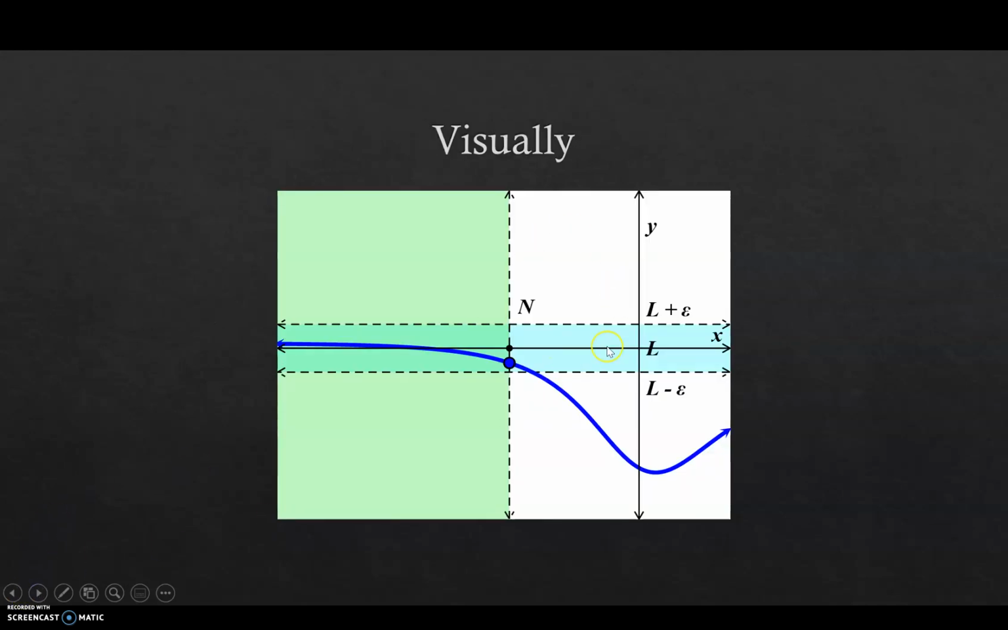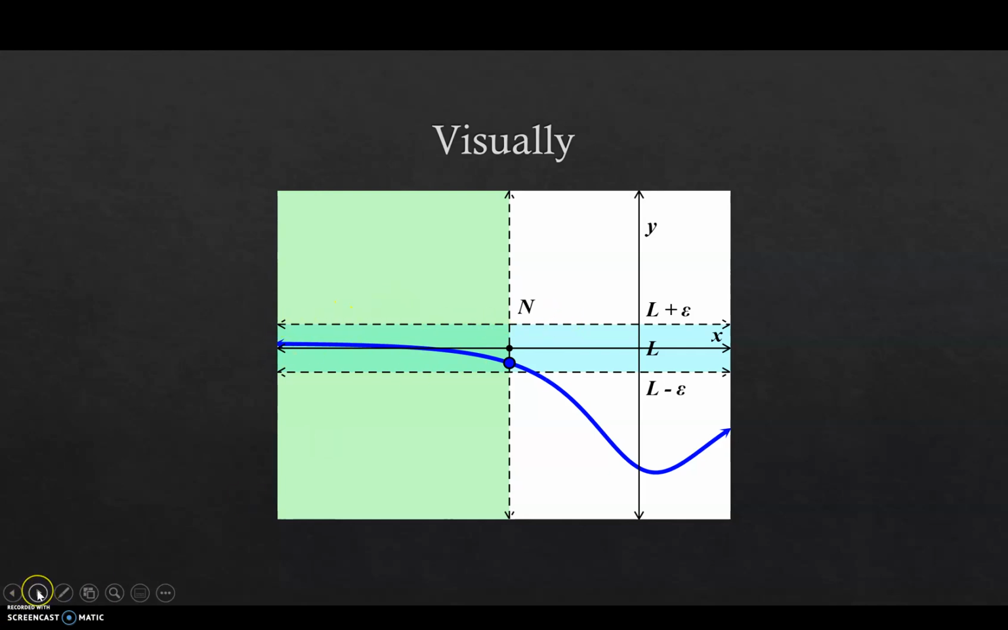Now again, we're just going to look at another function. So here's my blue function. My L in this case looks like it's 0 because that's my x-axis. So we're going to go a little bit above with L plus epsilon and a little bit below with L minus epsilon. And n is my cutoff. Anything to the left of n should be in between these two boundaries, L plus epsilon and L minus epsilon, in this blue shaded region.